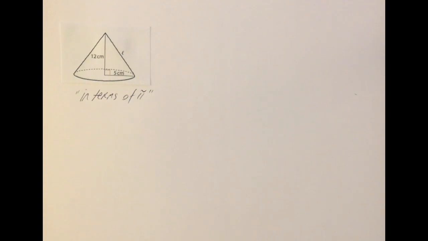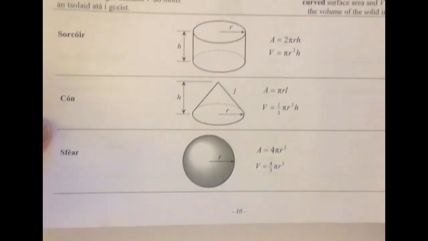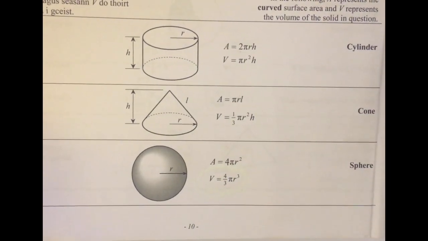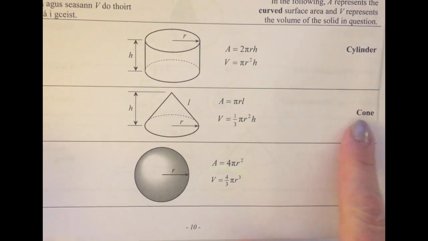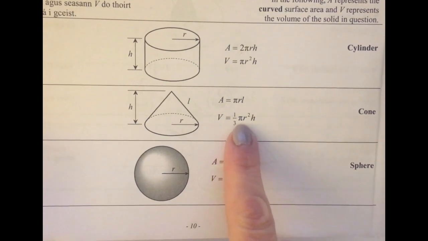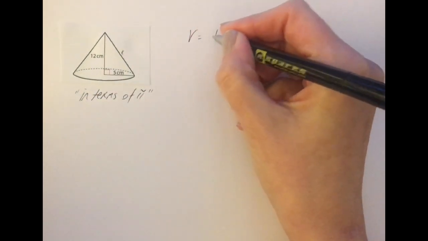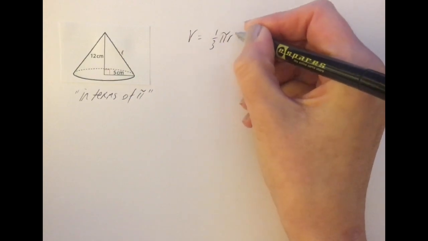So again, we're going to go to our log tables on page 10, and we're going to see where is the volume for a cone. And here we are here. So V equals 1/3 pi r squared h. Let's take that down in full and be sure that you get it down correctly.